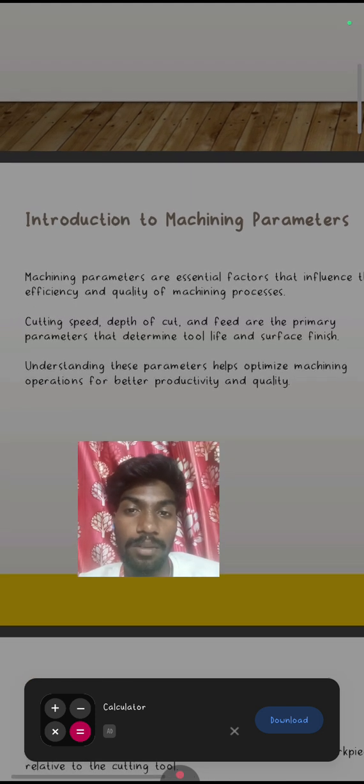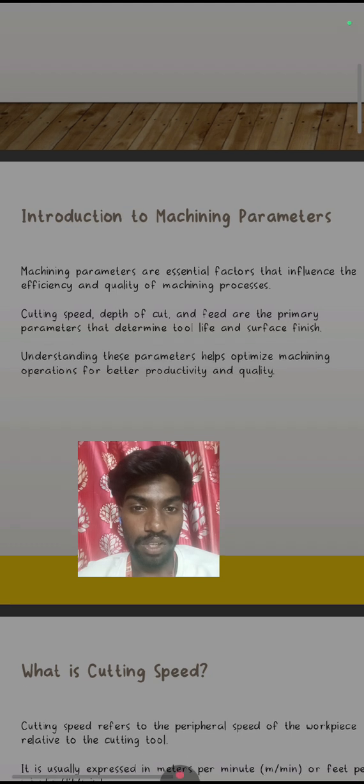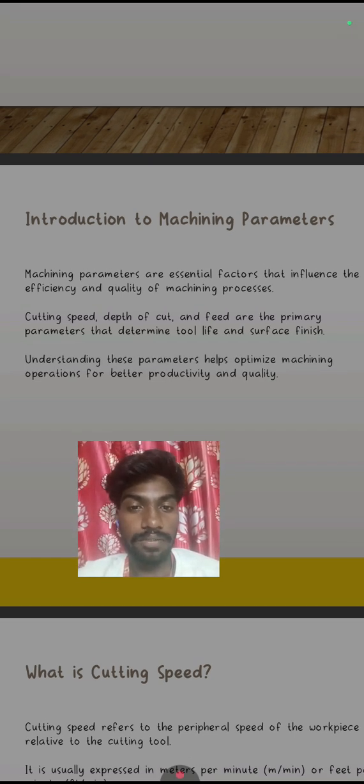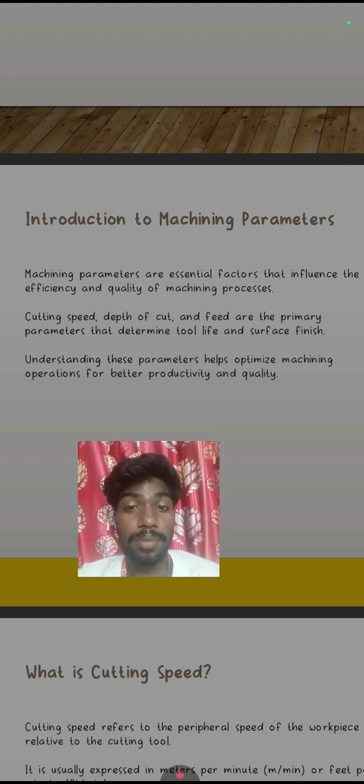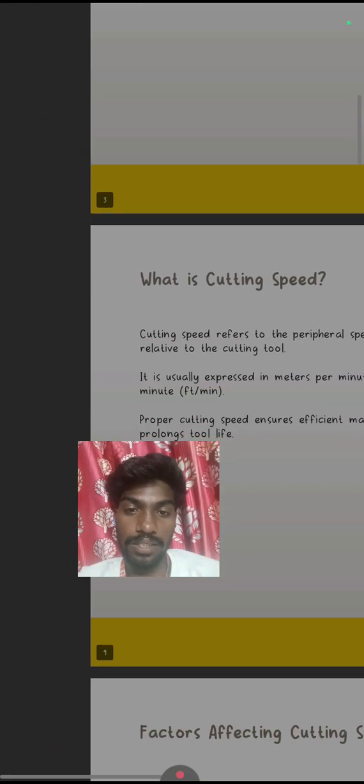Introduction. Machining parameters are essential factors that influence the efficiency and quality of machining processes. Of course, cutting speed, depth of cut and feed are the primary parameters. There are a lot of parameters, but these three are the primary ones because they determine the tool life and surface finish. Understanding these parameters helps optimize machining operations for better productivity and quality.